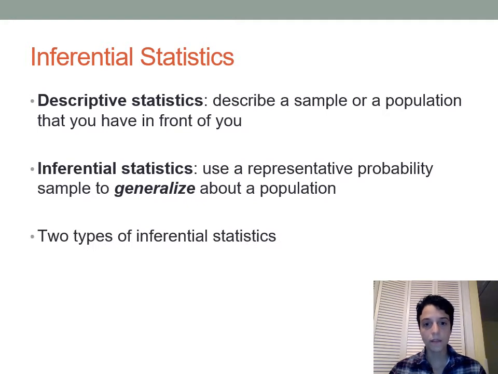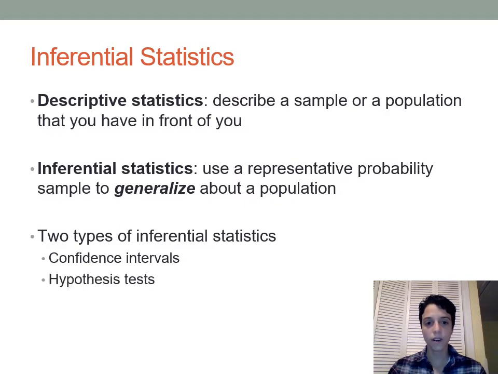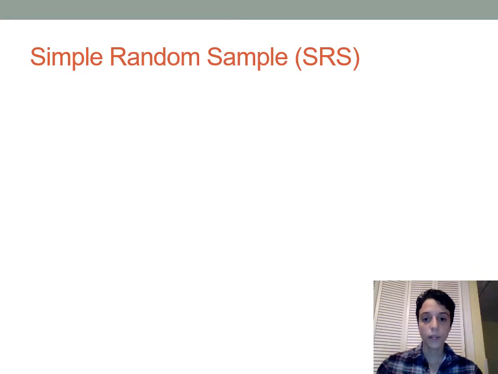There are two types of inferential statistics that we're going to get to know. One is confidence intervals, and one is hypothesis tests. But before I talk about that, which is all kind of weeks away, we're going to talk about some of what you need to know in order to do inferential statistics. We're going to start with sampling.